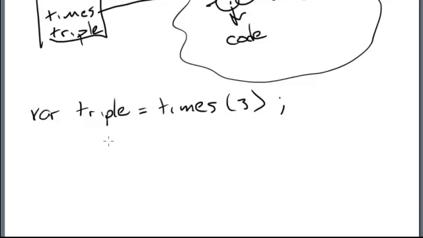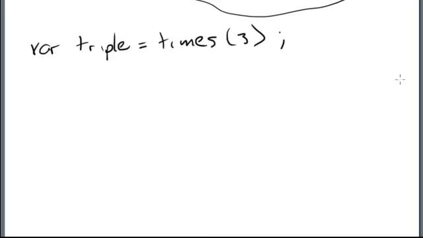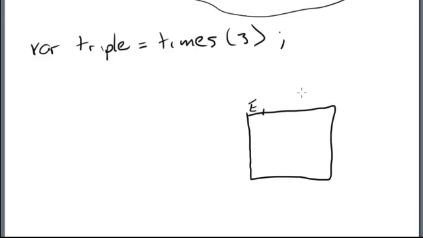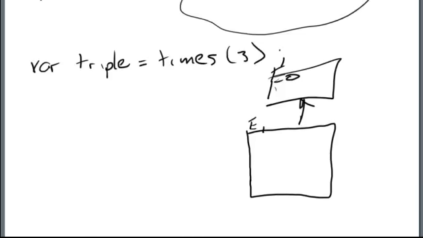So we have our global environment. Times creates a new environment. When you do a function application, it creates a new environment, and we'll call that E1. And that points up to the old environment, which is E0. So when you're in the function and it needs to look up a variable, it will look into this environment. If it finds it here, then it will use that value. If it doesn't find it here, it will look into the parent environment. So there's a hierarchy here.